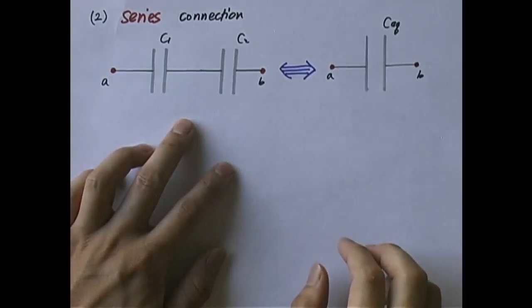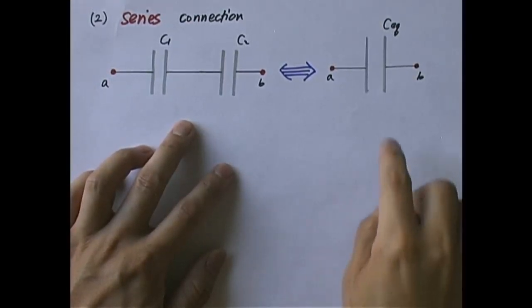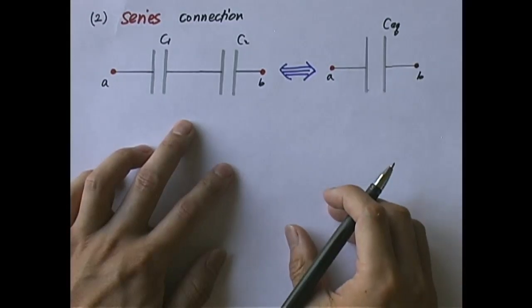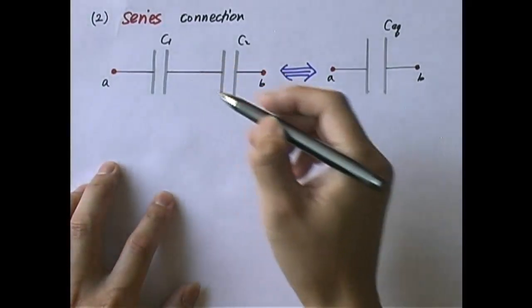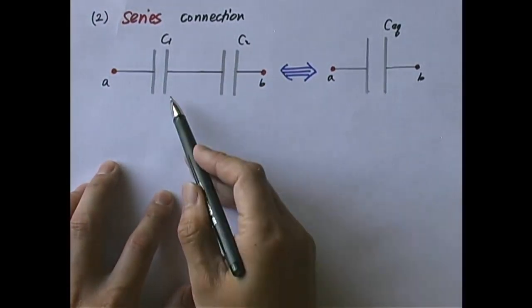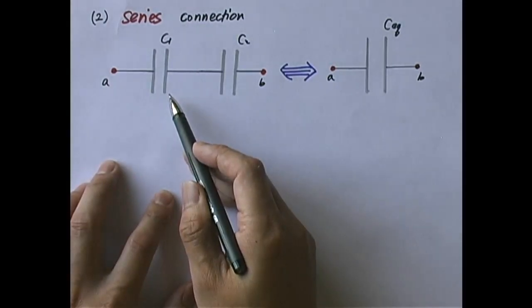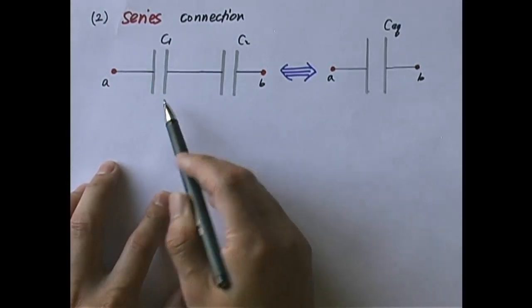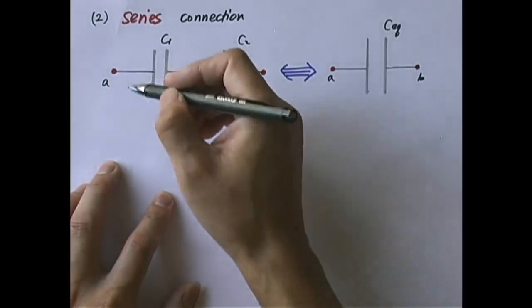So let's see how we might calculate the equivalent capacitance in this case. Just like the previous case, what we're going to do is hook this up to a certain battery, which provides a certain potential difference between points A and B. Okay, so hook up to a battery.